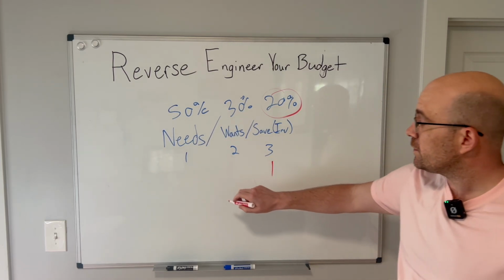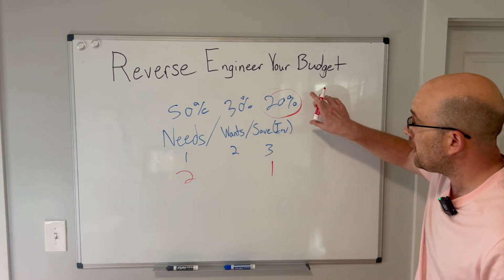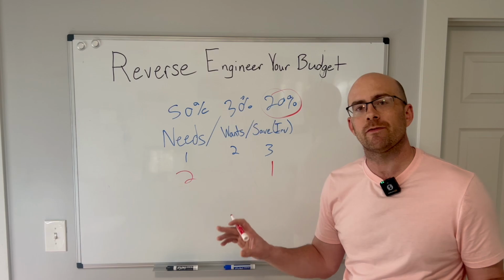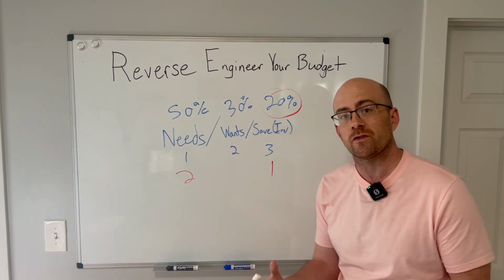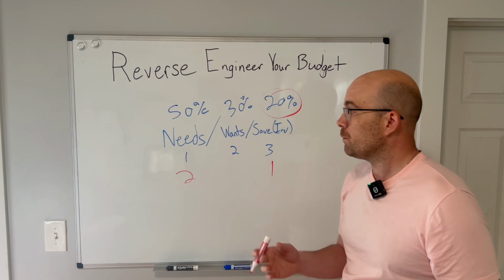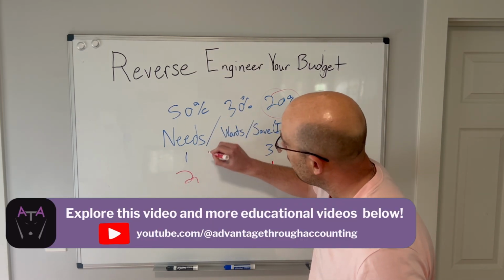Now, what does that do? It sends us over to 2. We have to take care of our needs, right? Now, if you can't make this work, if you can't hit a number here and then make your needs, you have a whole different problem altogether. We have to work on a simpler, more basic form of budgeting, or you just need to make more money.